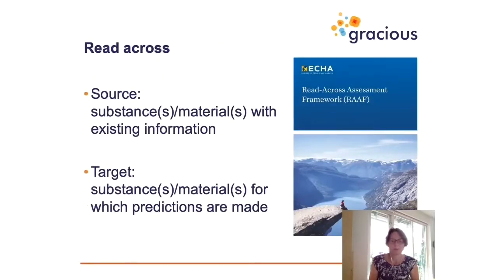First, some terminology. The terms source and target are used often. A source substance or a source material contains existing information. It can be a single substance or multiple substances with existing information, and this information is used to fill in this data gap or to predict information for a data gap for a target substance or material for which the predictions are made. So these are important terms.